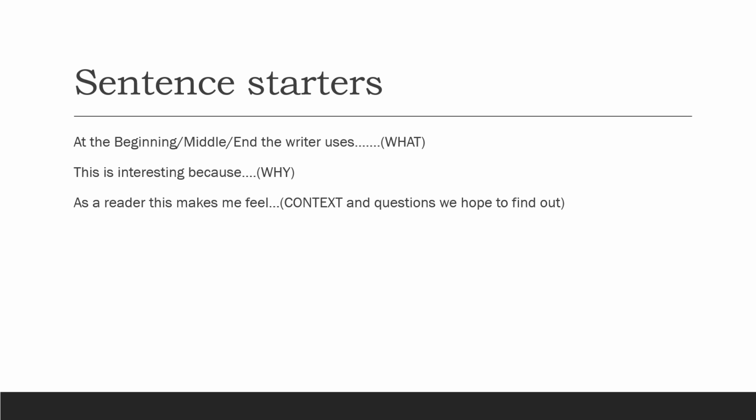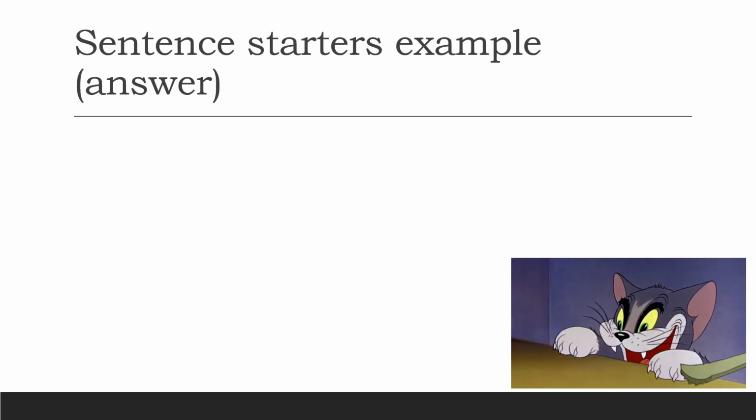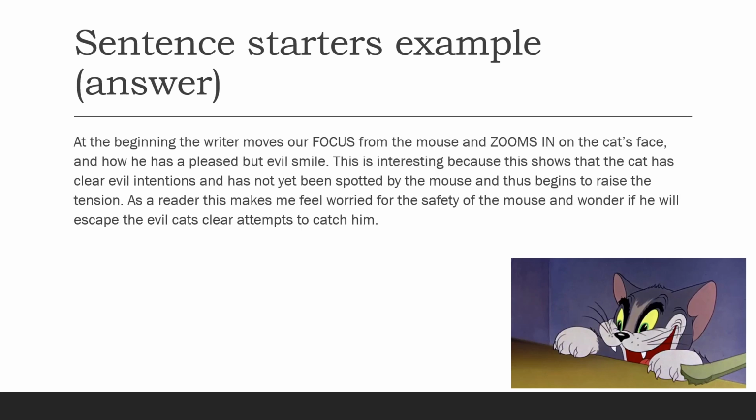Let me show you in this example. So I'm going to use the example of the zooming in on the cat's face with his evil smile. So this happened near the beginning of the text, just as we're moving towards the middle. So as a sentence starter, I would put, at the beginning, the writer moves our focus from the mouse and zooms in on the cat's face and how he has a pleased but evil smile.